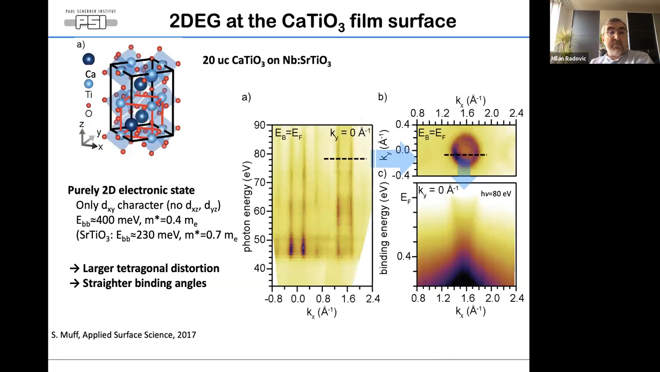We also did one more step. We said, let's again work on this distortion. We use a calcium titanate, CaTiO3, film. As you see, we just change the strontium, we put in calcium. You just do a substitution. And then what happened? We got just 2D states, purely 2D states. We do a cut here. You see just one Fermi surface, just one. And then when you do a cut here, you see a very nice, light, dispersive band. So we have here larger tetragonal distortions, similar to the STO, but now we don't have that kind of subbands anymore. And because of the straightened bonding angles, the hopping here is larger. So you get something which is more conductive.